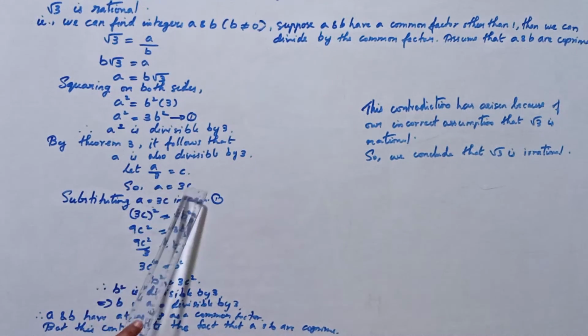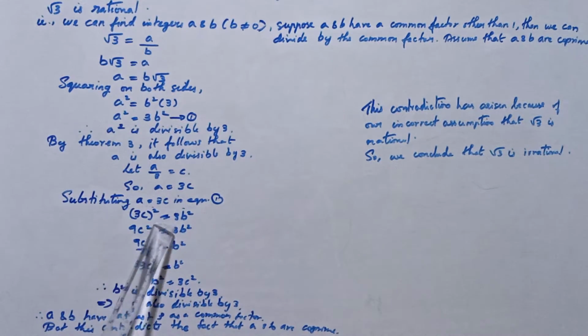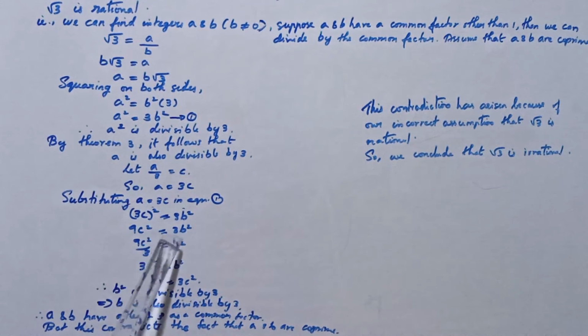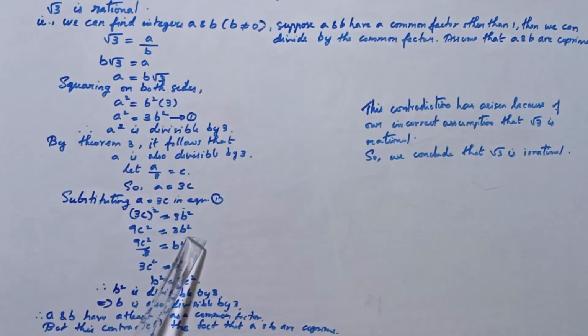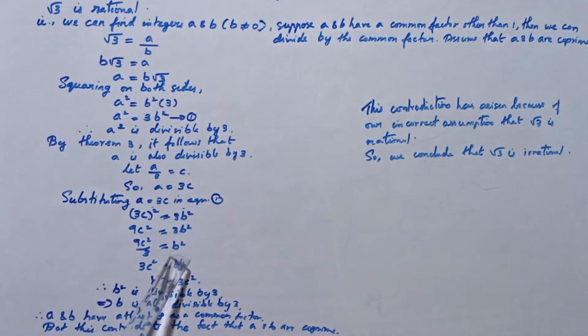Now we got a value for a. Substitute this a value in this equation. So you will get 3c the whole square is equal to 3b square. Square it, so what you will get here: 9c square is equal to 3b square. Then you need to find what is b square, just like you found a square. So b square is 9c square by 3. If you cancel 3 and 9, you will get 3 here. So 3c square is equal to b square. So b square is equal to 3c square.